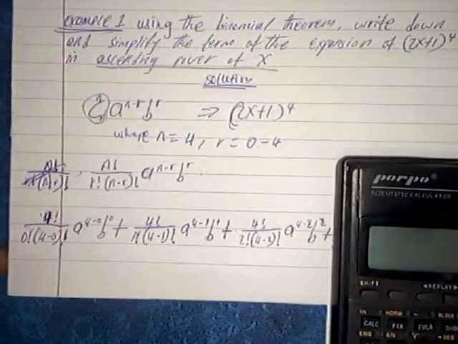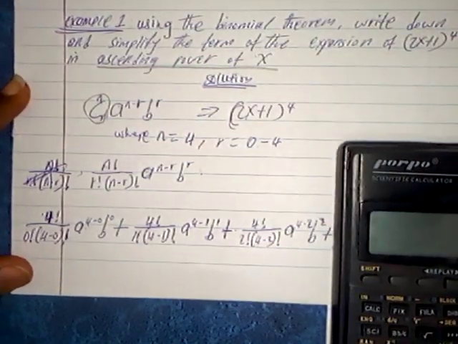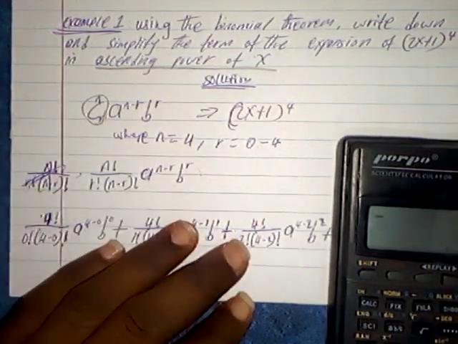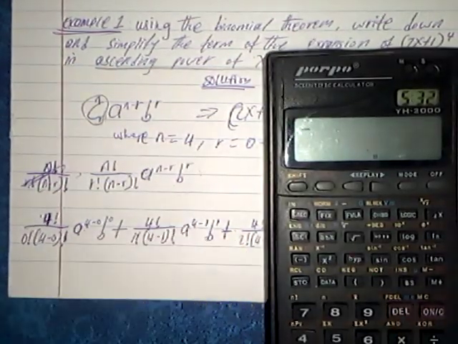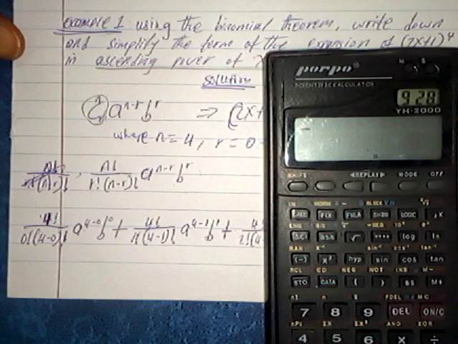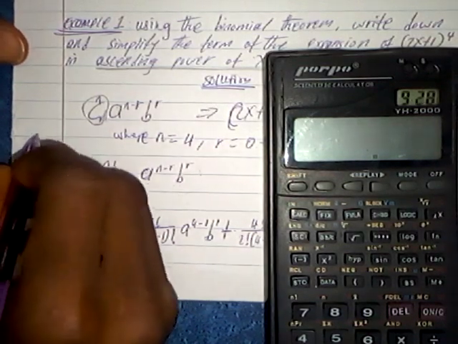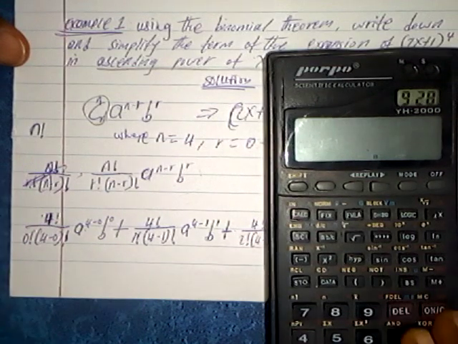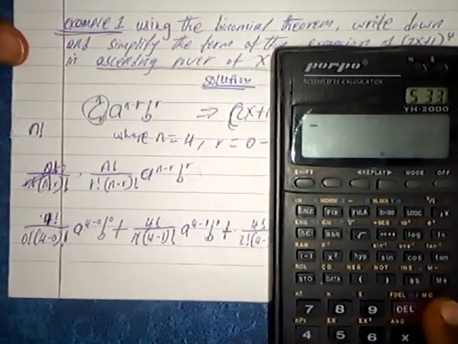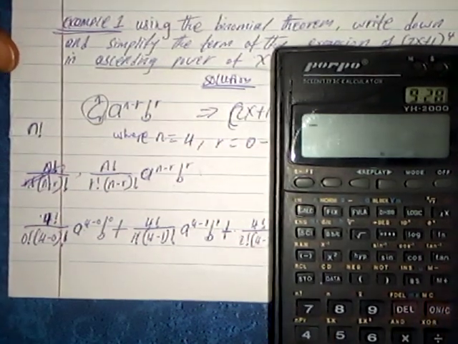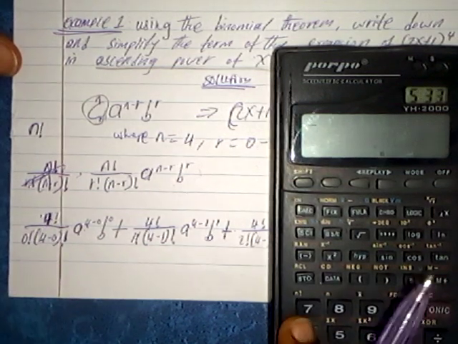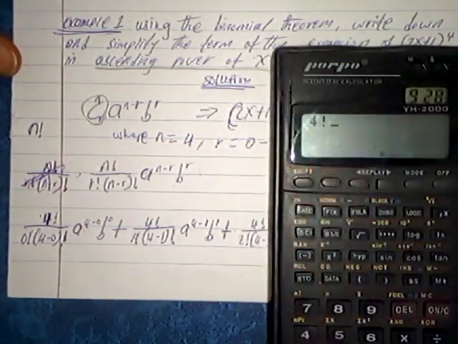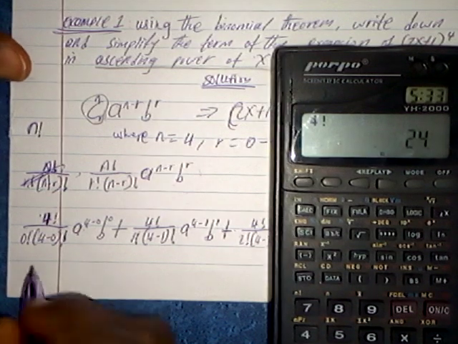Now we are going to use our calculator. Take notes. Use your calculator. The factorial is in the calculator. Anywhere you see in your calculator the factorial symbol, you use it with the second function, which is shift. Now what is here is 4. 4 shift factorial is going to give you 24.